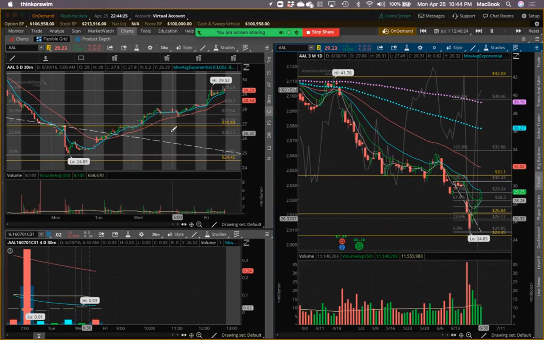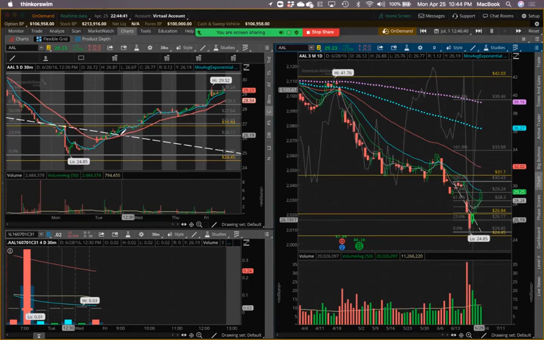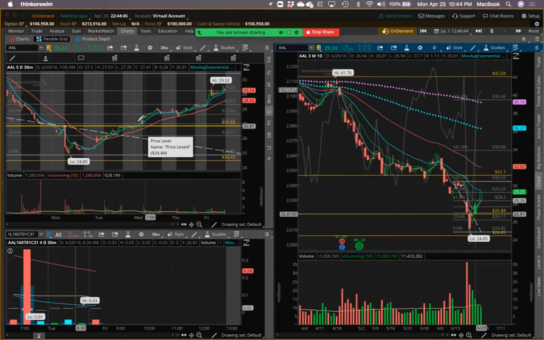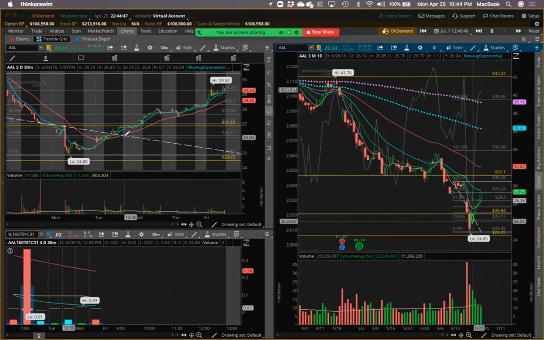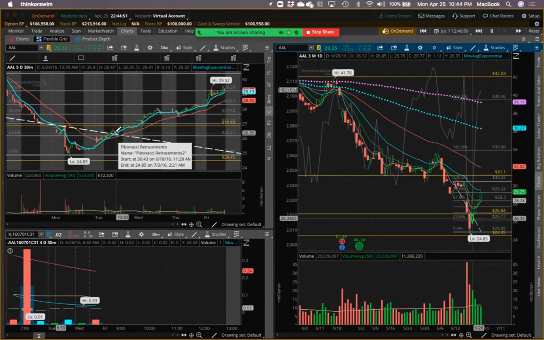So what we're looking at here on the 30-minute chart is I'm looking for the stock to create a higher high and a higher low after the 8 EMA crosses over the 34 EMA. So I'm looking for a higher high and a higher low after the 8 EMA crosses over the 34 EMA.